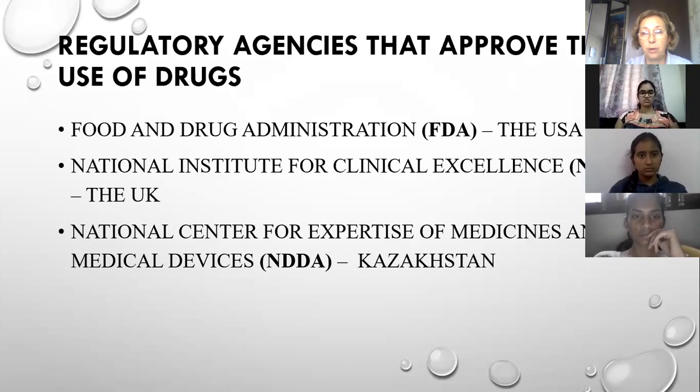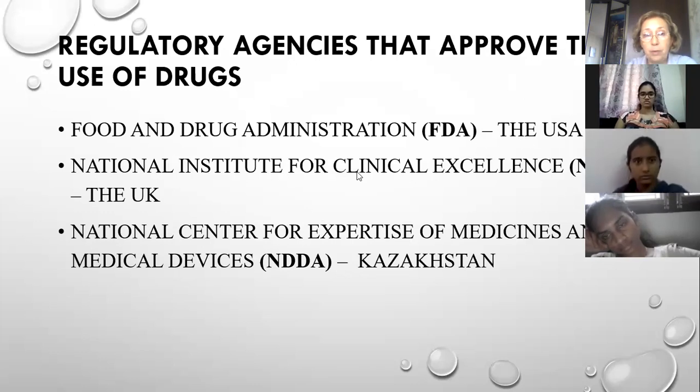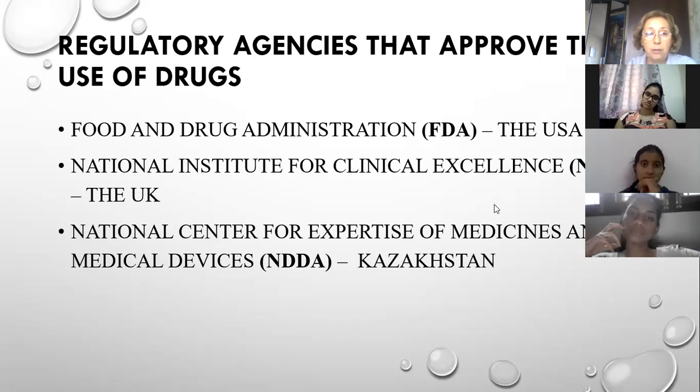And if we move to the next slide, we can see the information about regulatory agencies that approve the use of drugs in the United States of America. This agency is called Food and Drug Administration, FDA. In the United Kingdom, the organization responsible for drugs is the National Institute for Clinical Excellence. This is the NICE abbreviation. And for example, in Kazakhstan, this is the National Center for Expertise of Medicines and Medical Devices. So the short form is NDDA. Okay. So the agency is very important. They play a very important role in approval of medicines, new drugs, and clinical trials. Yes, clinical trials also.